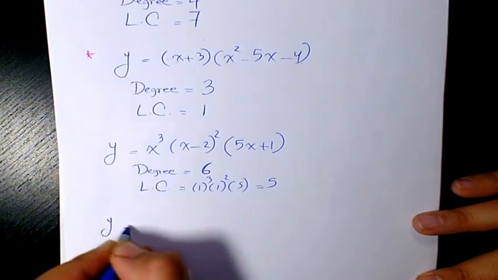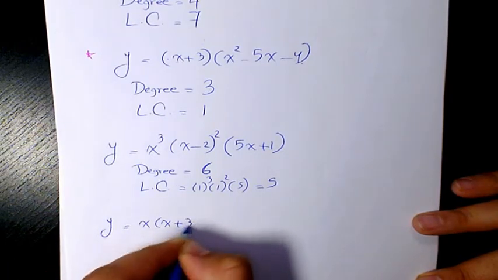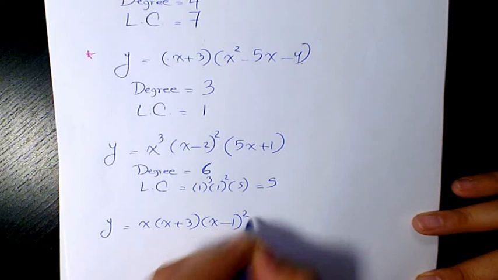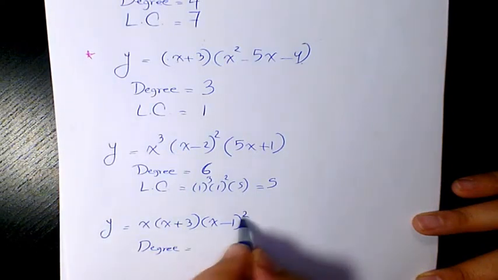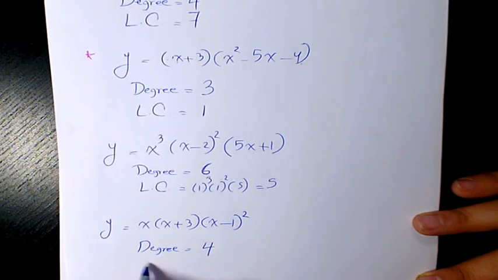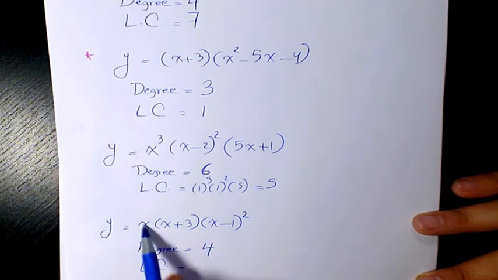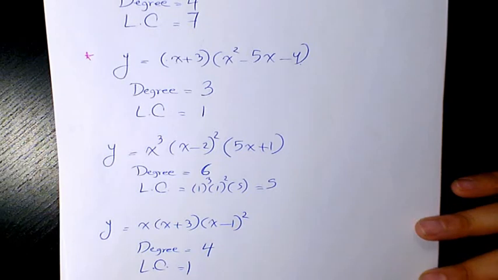The last one is going to be x times x plus 3 times x minus 1 squared. The degree will be 1 plus 1 plus 2, so it's 4. And the leading coefficient is going to be 1 times 1 times 1 squared, which is going to be 1 as well.